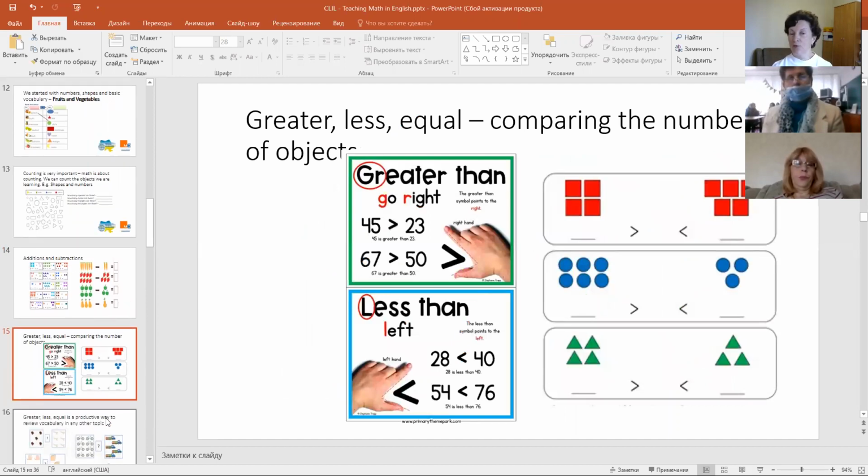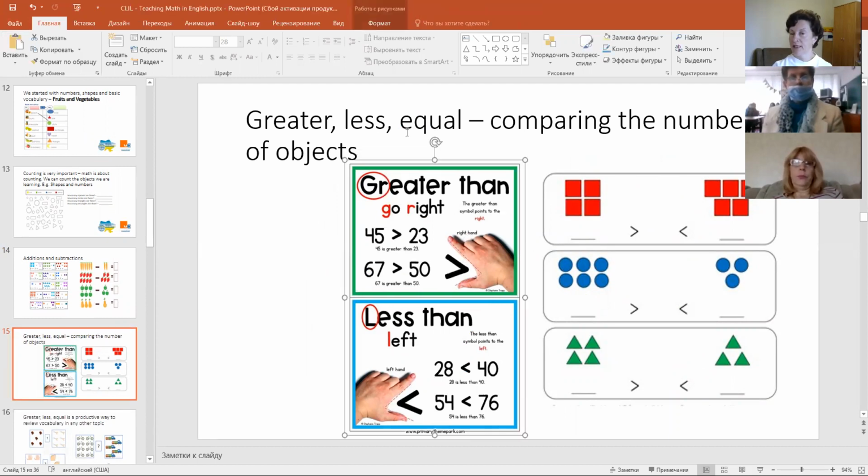So after that, maybe in the 2nd or the 3rd class, we introduce the notions of greater, less, and equal. First of all, it is easy to remember because L, less, is the same as the same sign, yeah, the same letter, and that is greater. And lots of worksheets may be used to compare the number of objects, what is greater, what is less.